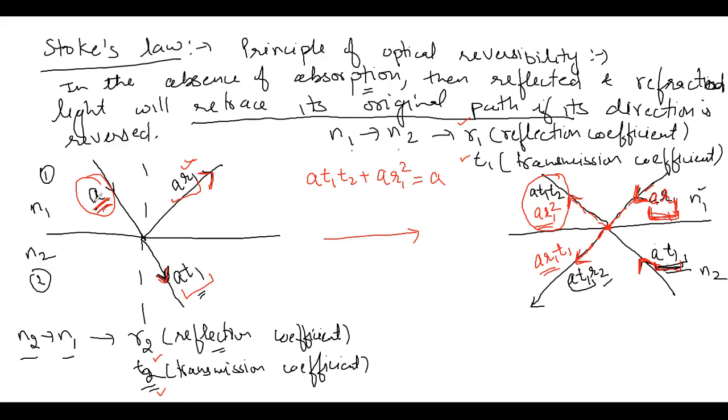So we started with initially a ray of light whose amplitude was A. In this first figure, there is nothing here. In the second place, we are getting these amplitudes here. So if it is true that if you reverse the direction you should get exactly the same, that means the sum of these two terms should be equal to 0.